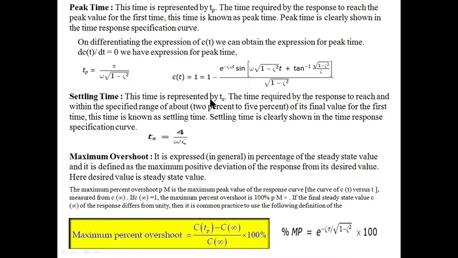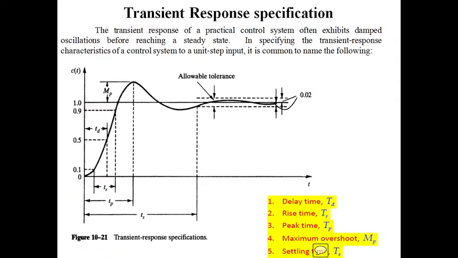Then settling time. This time is represented by Ts. It is the time required by a response to reach and stay within a specific range of about 2% to 5% of its final value for the first time. This is known as the settling time. Here you can see Ts, the settling time. This is the time required by the signal or system to reach, from the start, the point where only 2 to 5% variation is there. So at the end of this transient response, we can say it is the settling time.